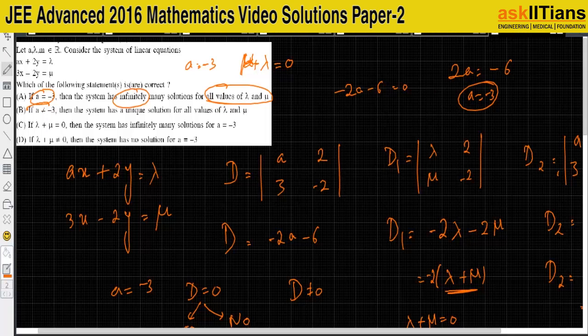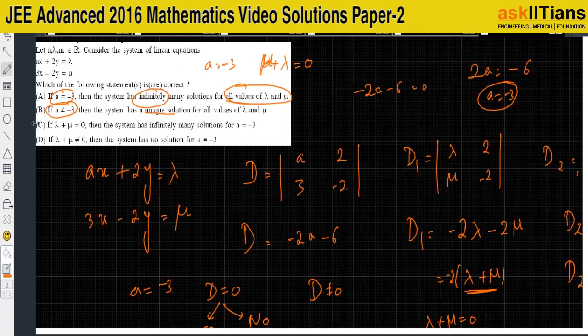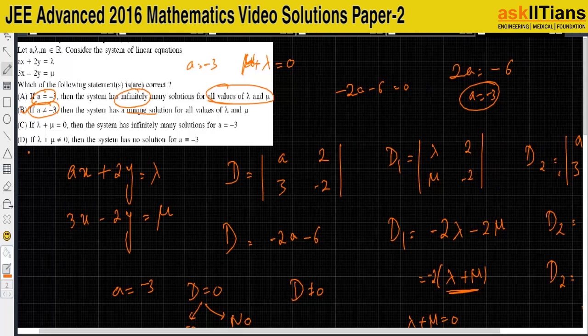If a is not equal to minus 3, in that case I'll get a unique solution. That's correct, d will be non-zero. If lambda plus mu is equal to 0, then the system has infinitely many solutions for a equal to minus 3. That is correct. If a is minus 3 and lambda plus mu is non-zero, then I'll get no solution. That is also correct. So the correct options are B, C and D.